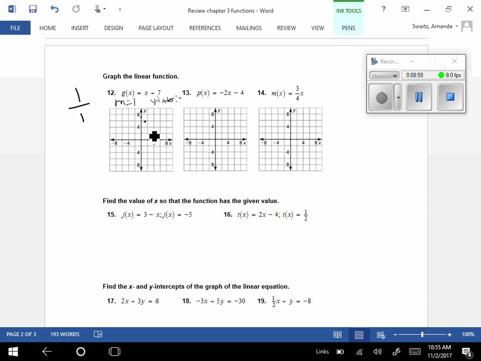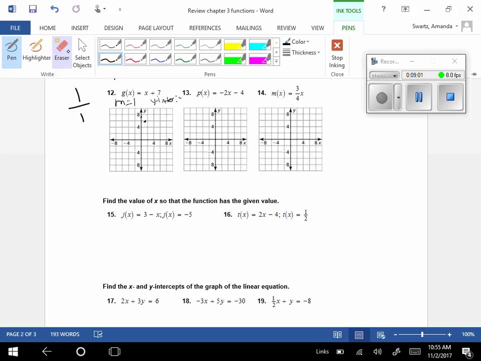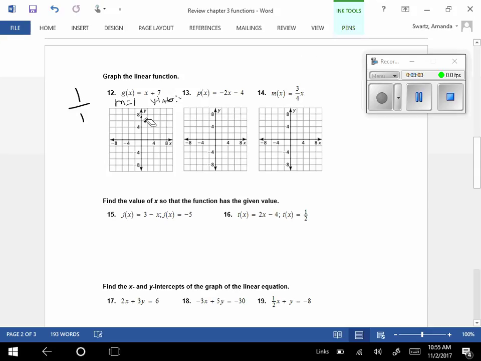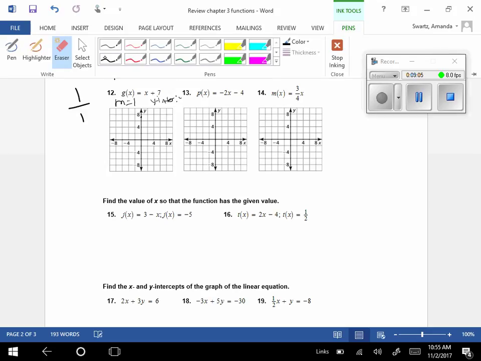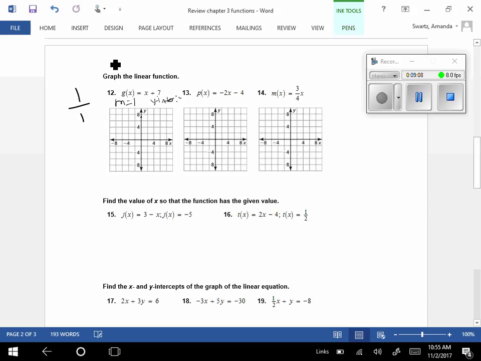Oops. Okay, I did this wrong. I apologize. If I'm going to go down 1, because I'm out of room going up, I have to go to the left because it's a positive slope. So I go down 1 and then over 1. There. I can get my pen to work. Okay. Down 1, over 1. So my line would look something like this. So just be careful with the separations of the graph there.